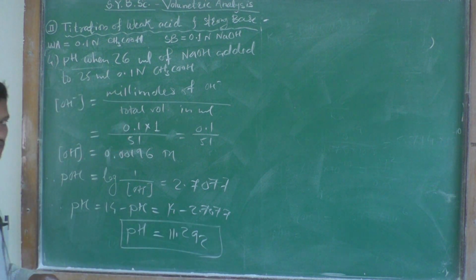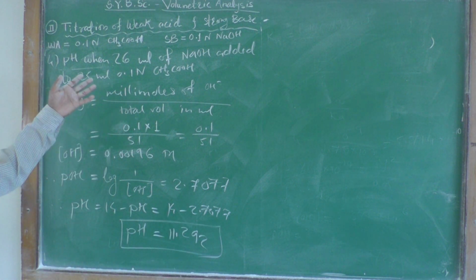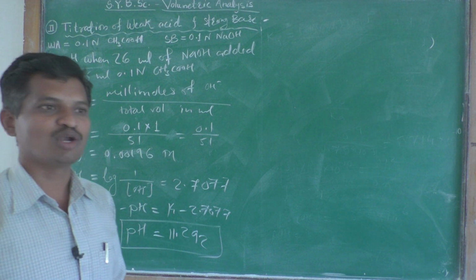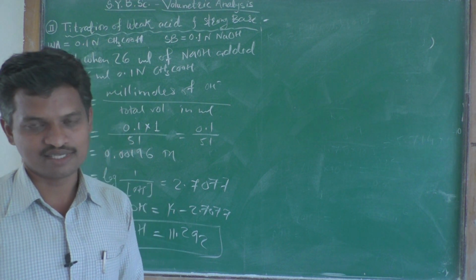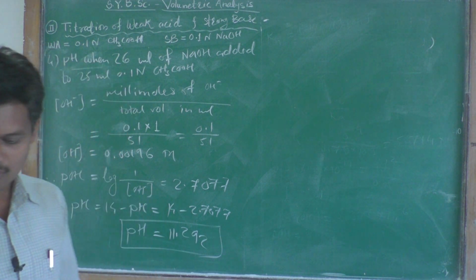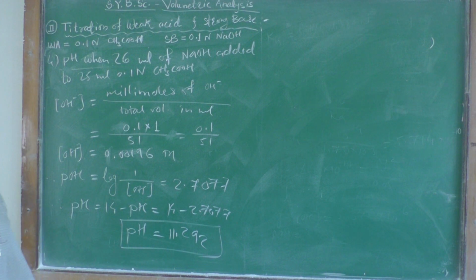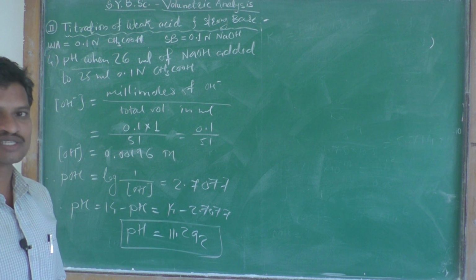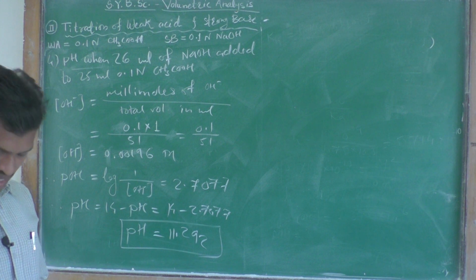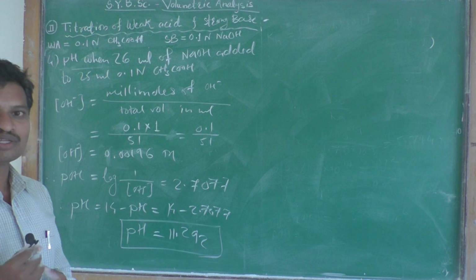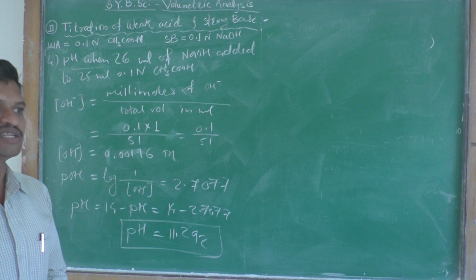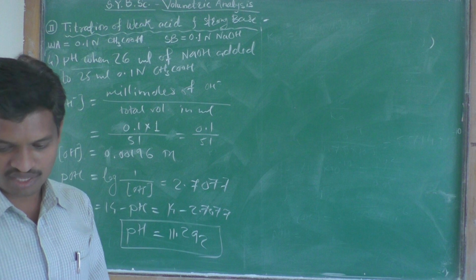This is the pH of the solution when an extra 1 ml, that is 26 ml of NaOH, is added to the conical flask containing 0.1 normal acetic acid. So this is the simple way to calculate the pH at the different stages of the titration between the weak acid, acetic acid, and the strong base NaOH, that is sodium hydroxide. So this is all about the second titration and the calculation and nature of the curve for the second titration. Okay, thank you very much.